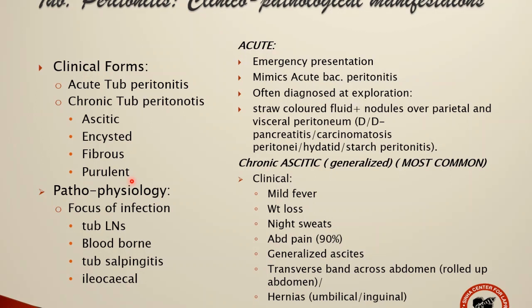The pathophysiology is simple. From where does the infection reach the peritoneal cavity? Either from the tubercular lymph nodes, or it is a bloodborne infection, or from an infected female genital system, the tubercular salpingitis, or it could be from ileocecal infection.